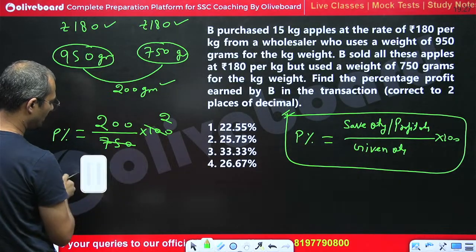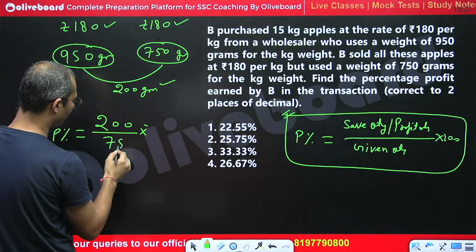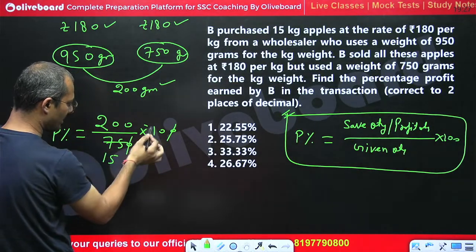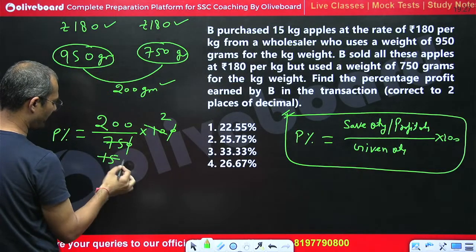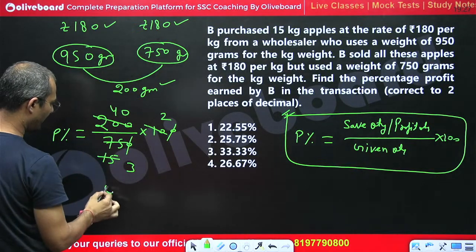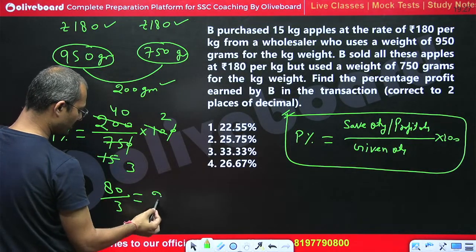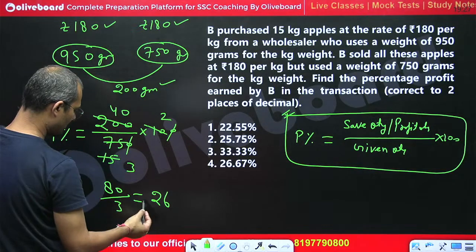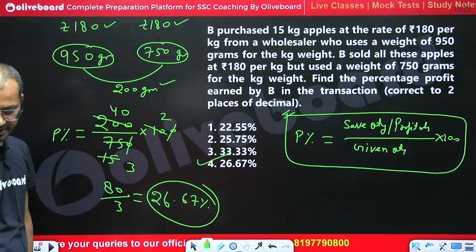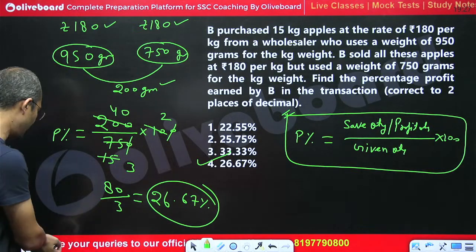So now we can cancel out 750 into 100. 0 gets cancelled, 0, 5, 15 times 15, and 15 2 times 10. So 5 3s are 15 and 5 4s are 20, 0. So we will get 80 by 3. 80 by 3 is equal to 26.67%, which is the right answer. Yes, the fourth option would be the right answer. Okay, so moving to the next question.